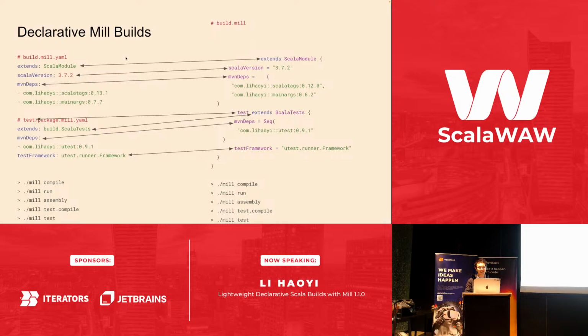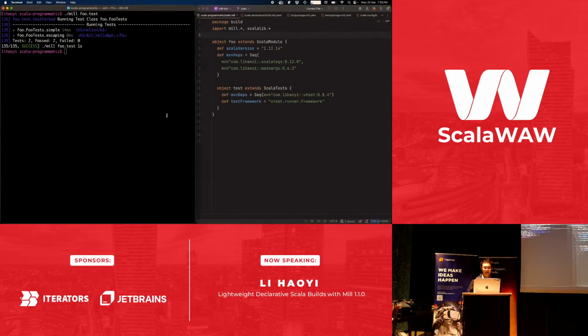I have my extend Scala module, I have my Scala version 3.7.2, I have my Maven deps list with Scala tags and main args, I have my test submodule. I don't have all the object, package, imports, defs, seek. I don't have all the quoting and string interpolator prefixes. I just have the pure data in my build. And I can show it to you here.